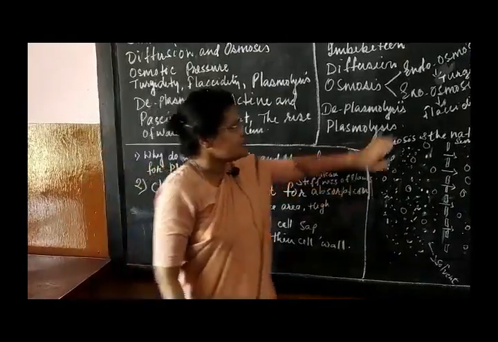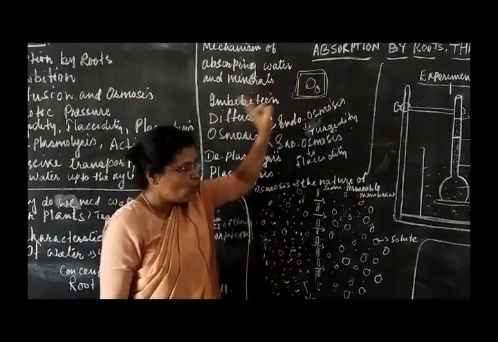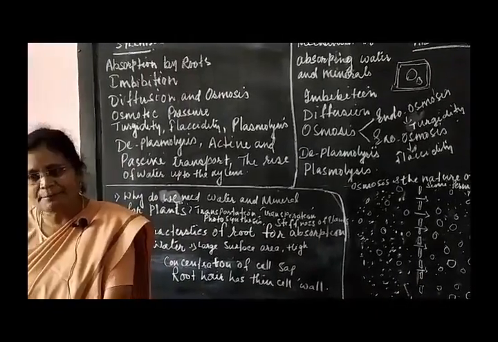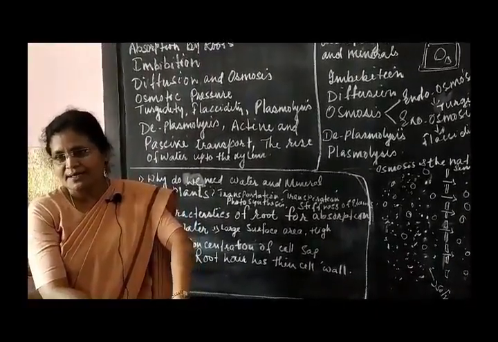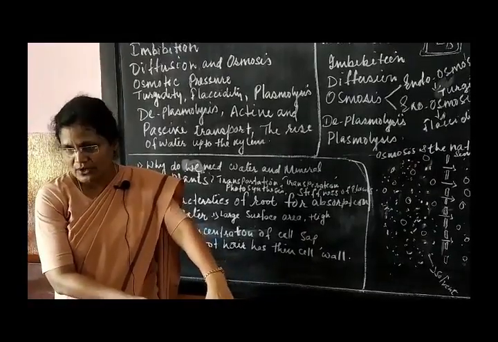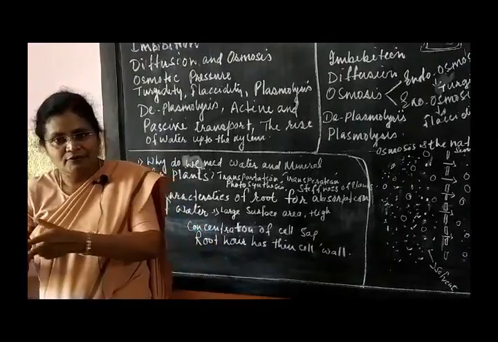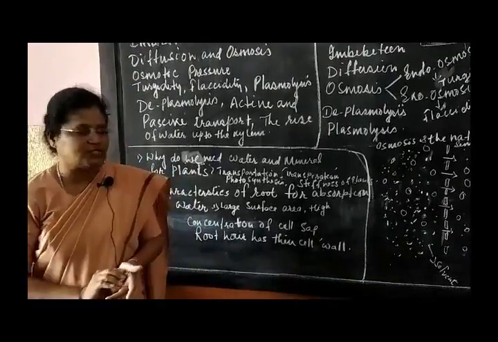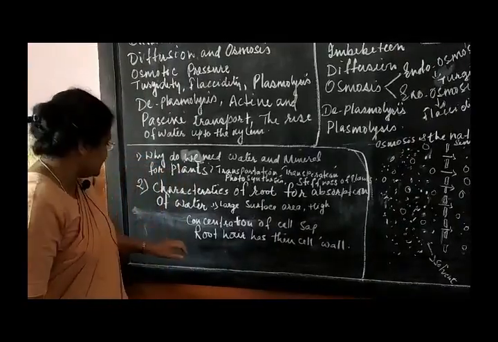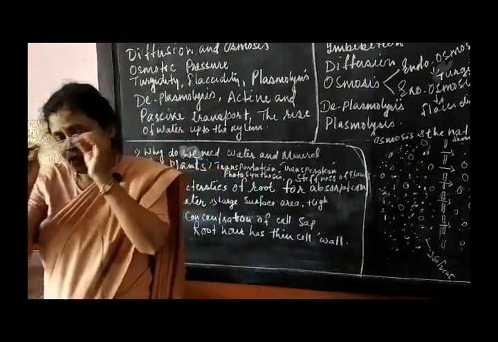So the concentration of solution in the cell sap is more than that of the soil. Which means soil में ज़्यादा पानी है, अंदर में कम पानी है, automatically it is dilute, and inside the cell sap it is concentrated. So the water moves very rapidly from the soil to the root. And the third reason why it is efficient is that your root hair has a thin cell wall.